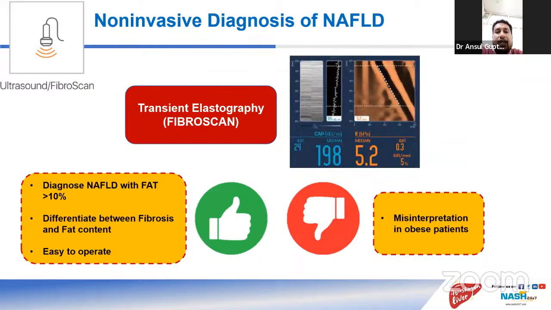So coming to the fibroscan, which is also known as transient elastography, what I told is that it can diagnose fat if it is more than 10%. And next, it differentiates between fibrosis and fat content, and it is easy to operate. Some misinterpretation can occur: in many obese patients, if you are not using a proper probe, then it can cause a little bit of misinterpretation. Otherwise, it is a very good, easily usable test. Nowadays, it is a very popular test.